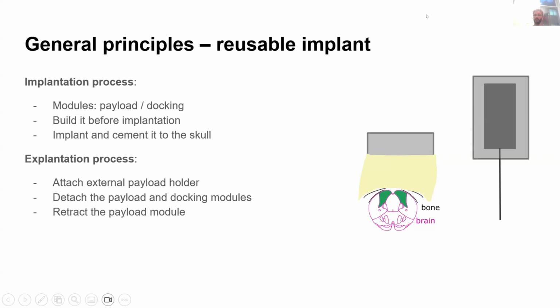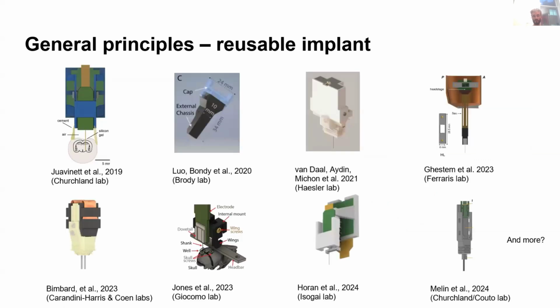Okay, so that means that this part here is the precious part, and that's the part you can reuse across experiments. That part here, the docking module, is lost more or less, but in most of the devices, it's actually something that costs like a few pounds. Okay, so that was for the surgery part.